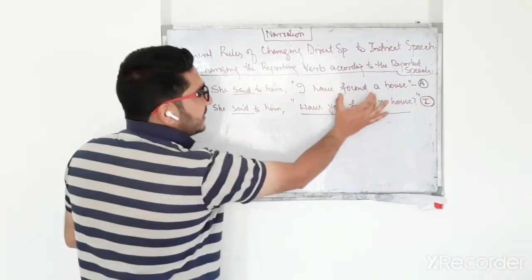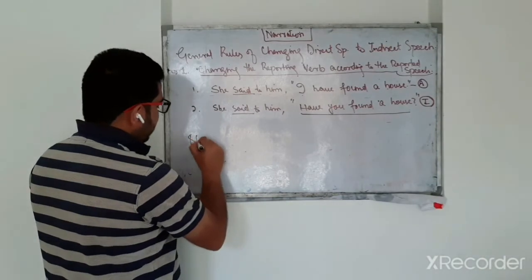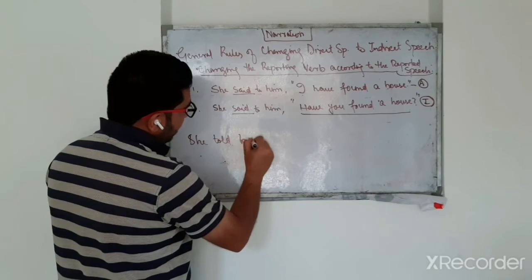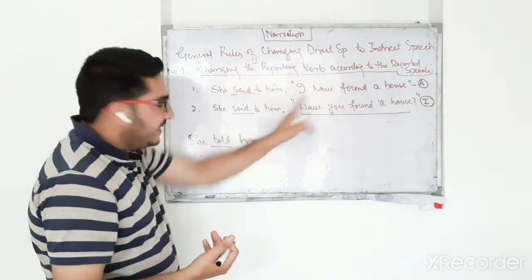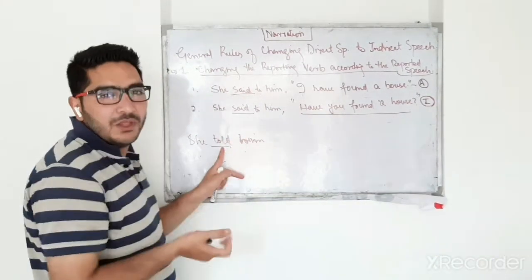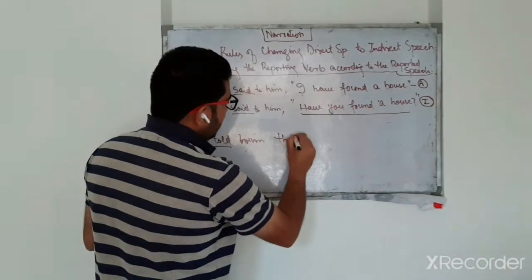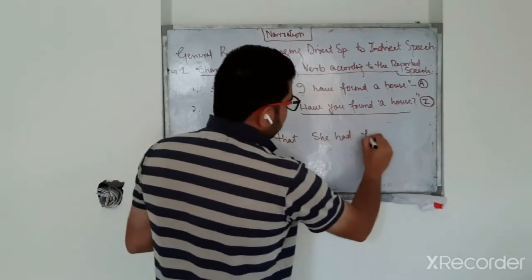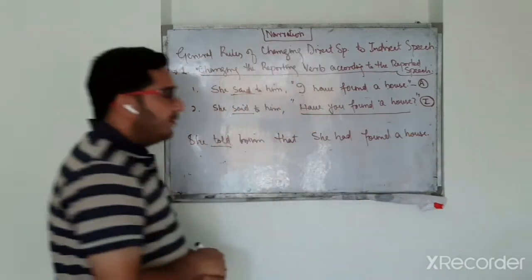In the first sentence, which is assertive, we'll write, she told him. This is a statement. So said became told. So we write, she told him that she had found a house.